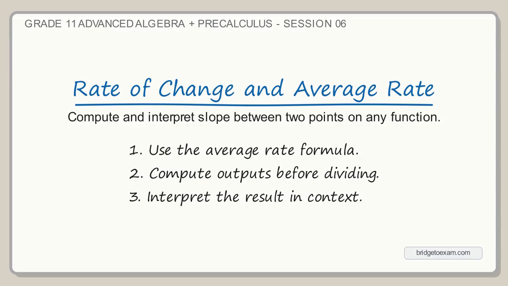1. Use the average rate formula. 2. Compute outputs before dividing. 3. Interpret the result in context.